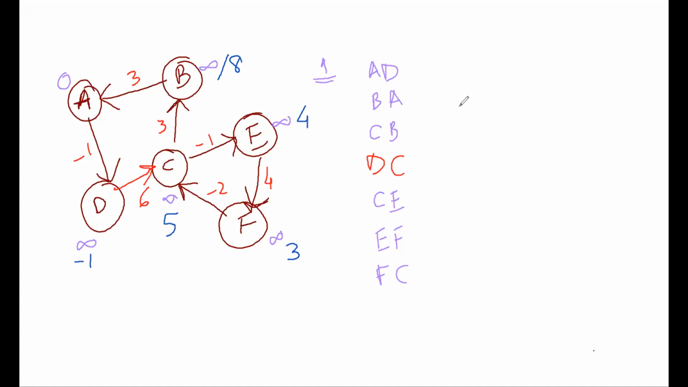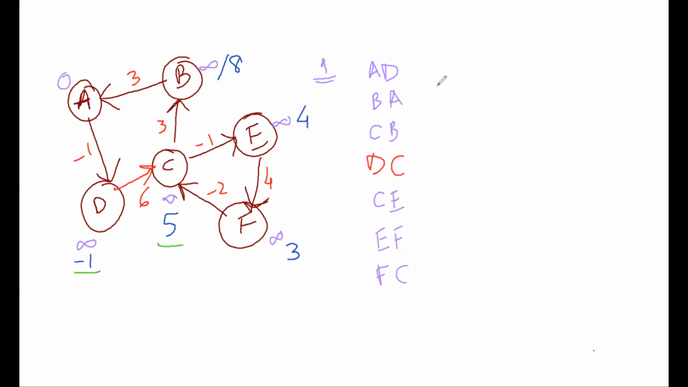Okay. Now round 2, again A to D, minus 1 stays. D to C, maybe there's no change at all because I just drew the graph. D to C is again 5, and 5 plus 3 is 8.